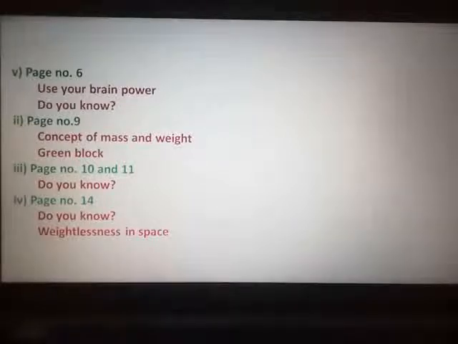Any topic which is removed from the syllabus, the questions which are based on that topic, either it may be textual or additional, no questions will be asked on that particular topic.